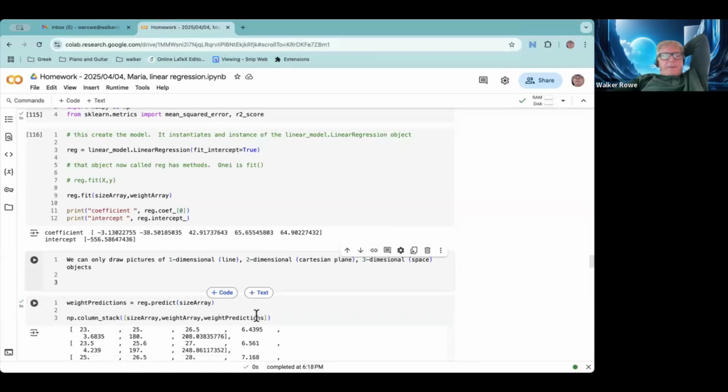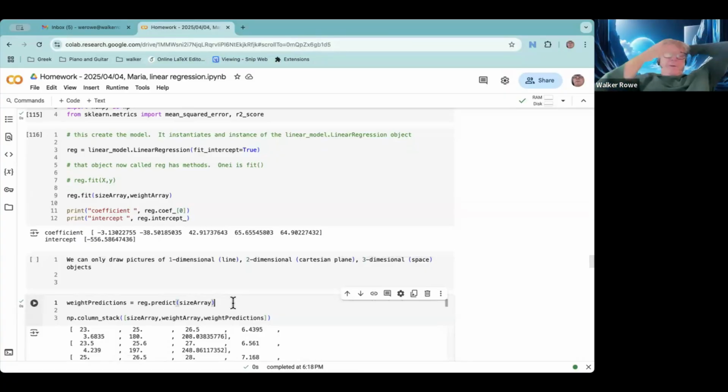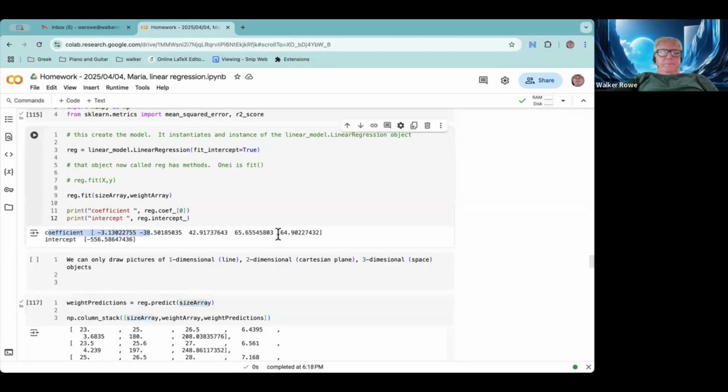Okay, now, predict. What is the predict going to do? It just takes the input and it's now using these numbers here to make predictions.